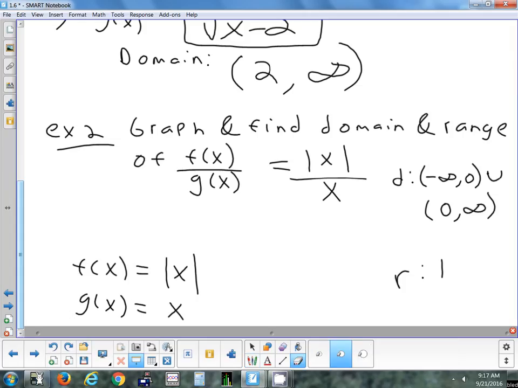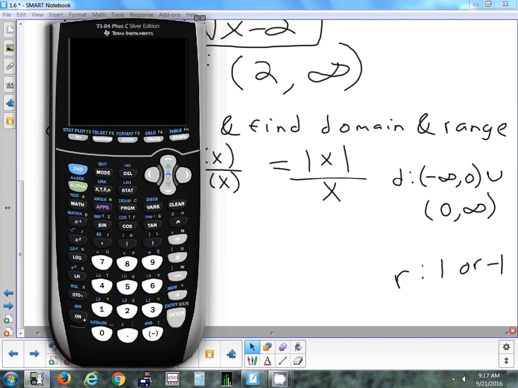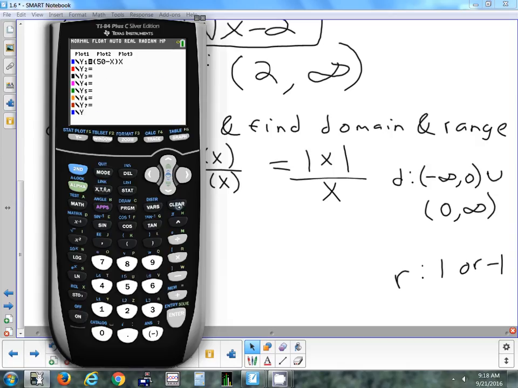Okay, let's try a negative number. Let's do negative 3. What's the absolute value of negative 3? 3 divided by negative 3. Negative 1. So let's graph it, but really what's going to end up happening is you're only going to get 2 numbers for y. You're only going to get a 1 or a negative 1.